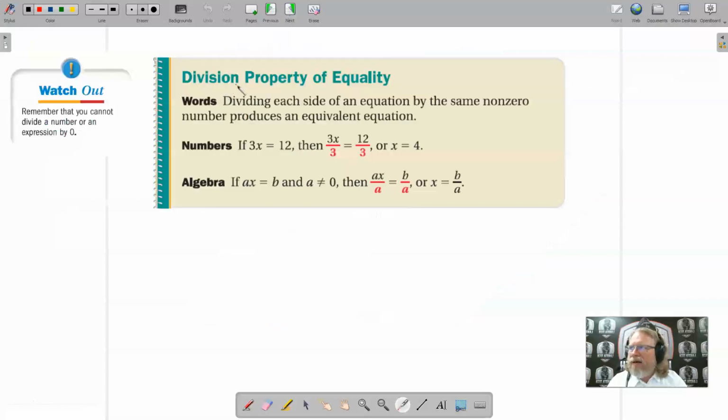So looking at our division property of equality, meaning what we do to one side we can do to the other, and whenever I say one side and the other, I'm talking about one side of the equal sign and the other side of the equal sign, and this is why we call these properties of equality, because it refers to what we're doing to each side of the equal sign there.